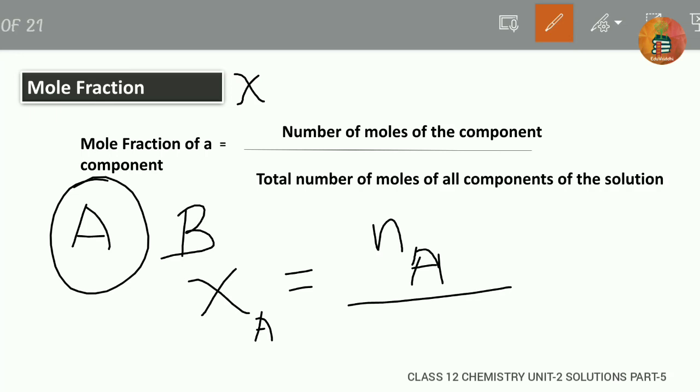divided by the total number of moles of all the components of the solution. This binary solution has two components, one is A and another one is B. So total number of moles of all the components means Na, let it be the number of moles of component A, and Nb is the number of moles of component B. If you add these two together, you will get the total number of moles of all the components of the solution. So this is how you find the mole fraction of A.